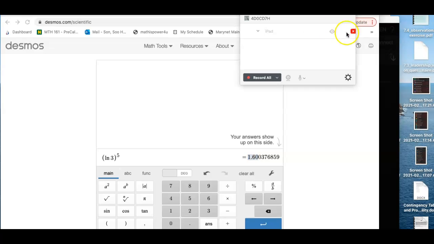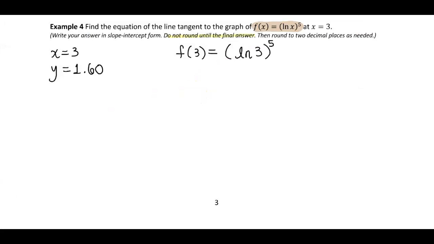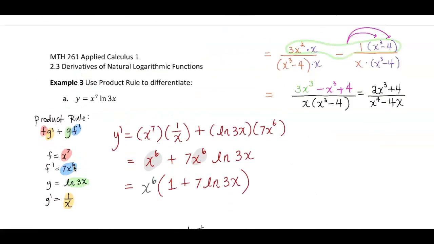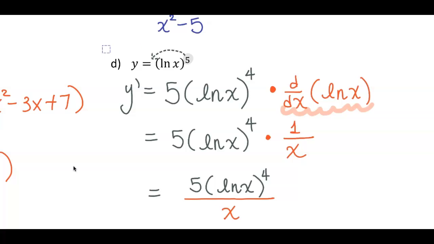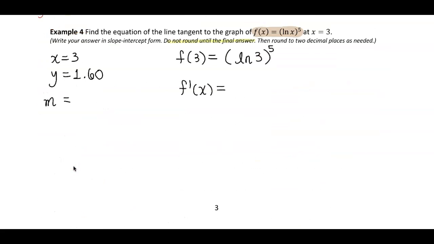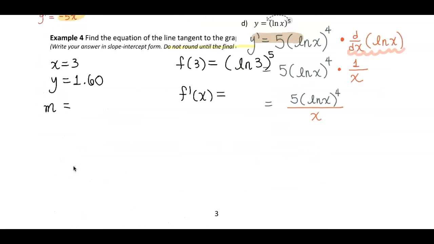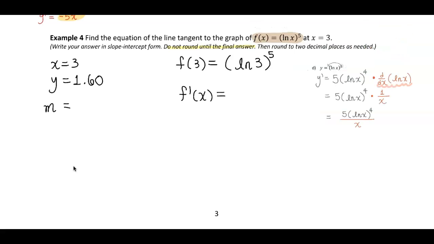Let me go back. Okay, see if it's still recording. Yep, it's still going. Now it's time for us to find m, the slope. To find the slope, we need to find f prime of x. Okay, so if the function is natural log of x raised to the 5th power, didn't we do this? Hold on, did we do that? Yeah, we did. Over here. I copied it. We did this one. I like this note. We did that on part PD somewhere.